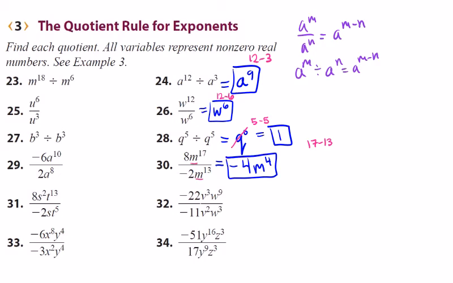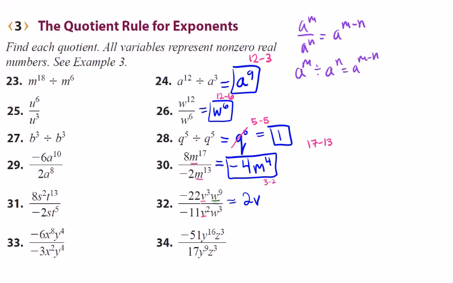32, similar idea. Negative 22 divided by negative 11. We're going to deal with the constants first. That equals 2. Now I have v's, so I'm going to deal with those next. So v cubed over v squared, I'm going to end up with 1 v, and then I'm going to subtract their exponents, 3 minus 2. That equals 1. But remember that anything to the first power is itself, so v to the first power is just v. I'm just going to leave the 1 out and put it in its simplest terms.